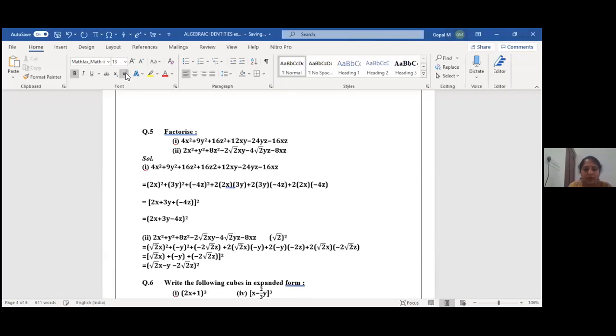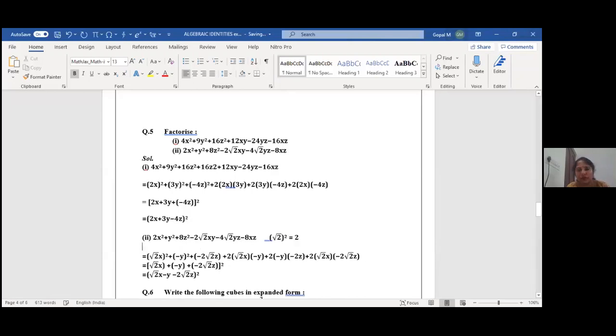Root 2 whole square, I'm getting, is equal to 2. So in the place of 2, I can write root 2x whole square. Anyone have doubt here? Any doubt?